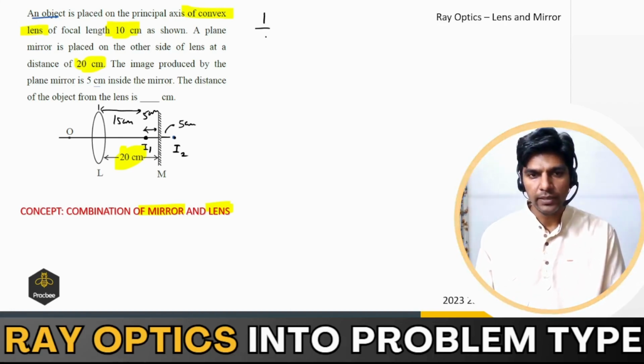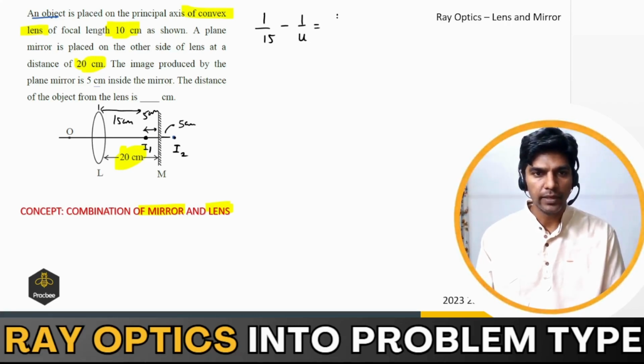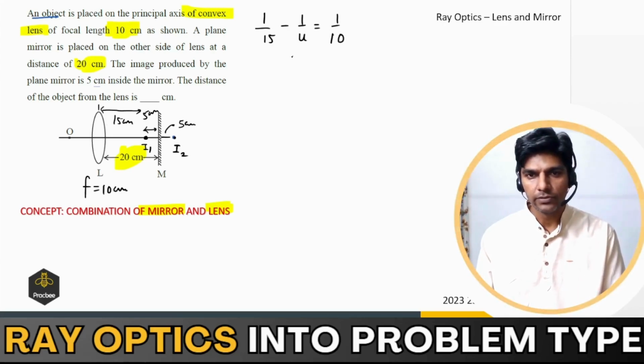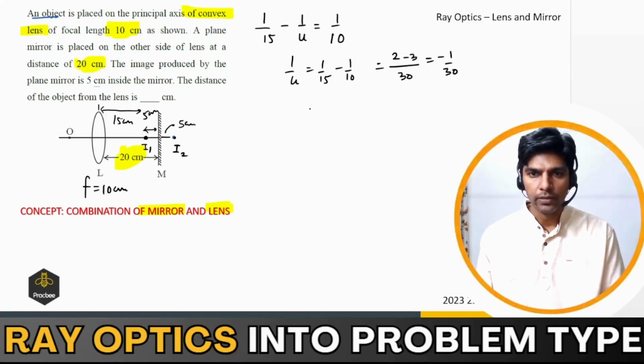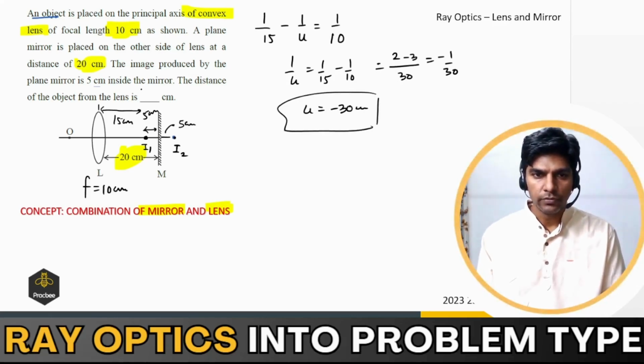So 1 by 15 minus 1 by u is equal to 1 by f, and the focal length of the lens is given as 10 centimeter, so it will be 1 by 10. So 1 by u is equal to 1 by 15 minus 1 by 10. The LCM will be 30, so that will be 2 minus 3, so minus 1 by 30. So u comes out to be minus 30 centimeter. So it should be 30.